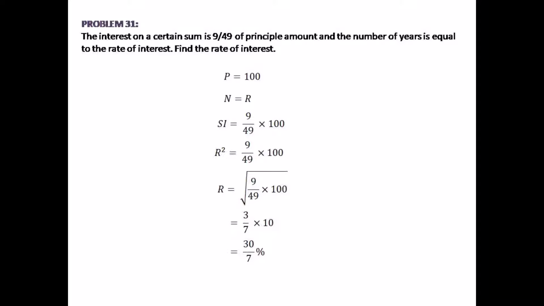Here the principal is not given, so we have to take P as 100. N equals R. SI equals 9 by 49 into 100. R square equals 9 by 49 into 100. On solving we get R equals 30 by 7%. Therefore the rate of interest is 30 by 7%.